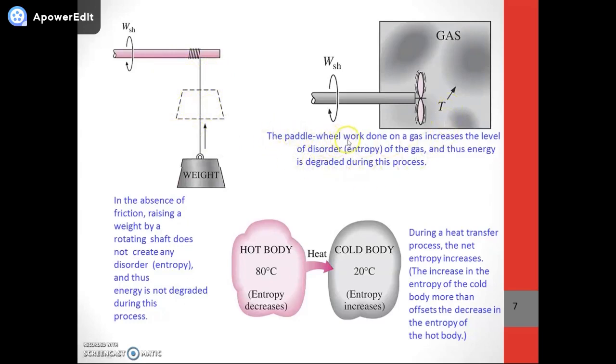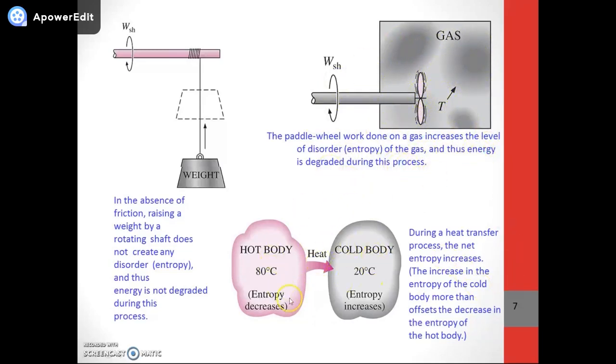Here, paddle wheel work is done on a gas. The paddle wheel work done on the system, which contains the gas, increases the level of disorder, or entropy, of the gas. Because work has been done on the gas, the level of disorder and the entropy of the gas increase. Therefore, energy is degraded during this process.